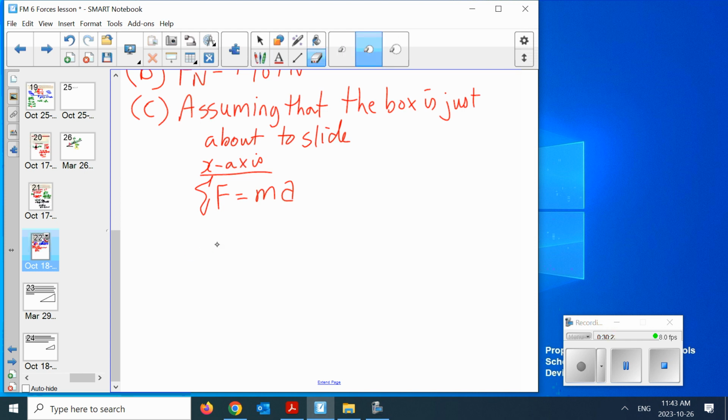Hang on. I didn't draw it that way, so I'm going to put it the other way around. Force of friction is positive. It's subtracting force of gravity. Saying that it's just on the edge of slide, but it's still zero. It's just about to move. That makes the math easy.